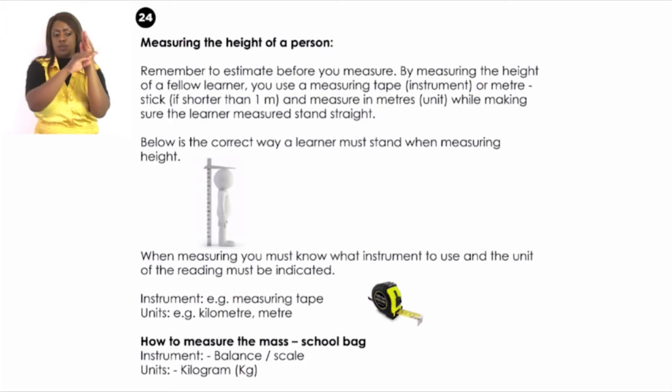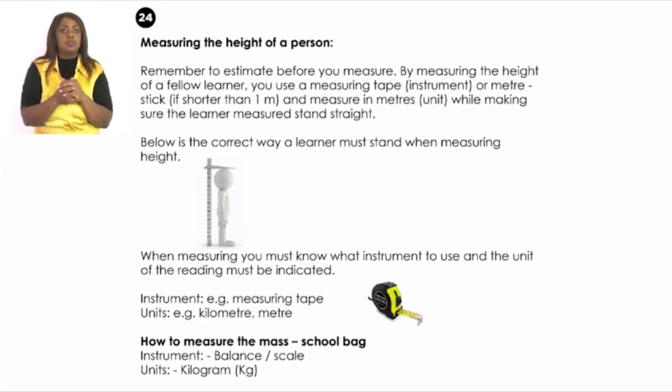Then we need also to look at the instrument. You need to indicate the instrument you are using to measure. There is a measuring tape, and the image shows a measuring tape. Units, you must indicate the units. Units can be kilometers, meters, and so on and so on.